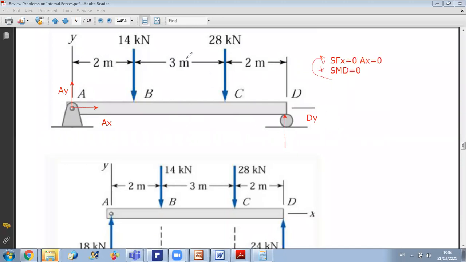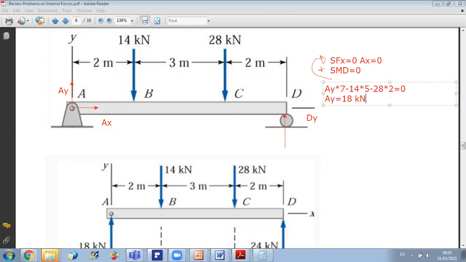then I will have AY times 2 plus 3 plus 2, so AY times 7, minus, I have here a 14 kilonewton force doing a counterclockwise moment, so minus 14 times the distance to point D, which is 5, and also the 28 is a counterclockwise moment, so minus 28 times 2 equals 0. The only unknown in this equation is AY. I get AY equal to 18 kilonewton.